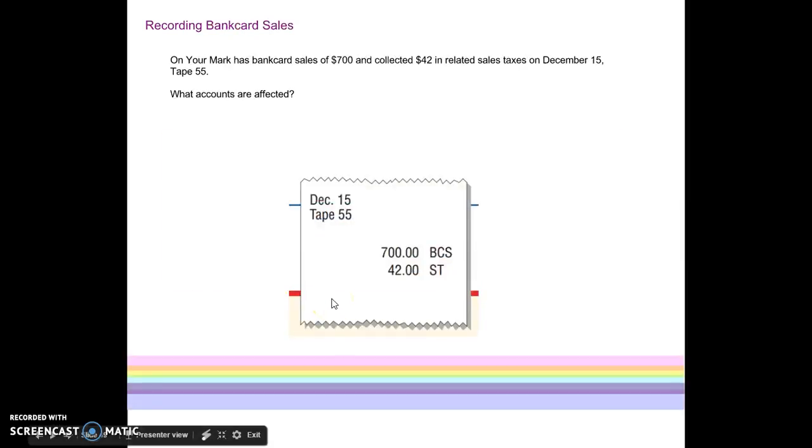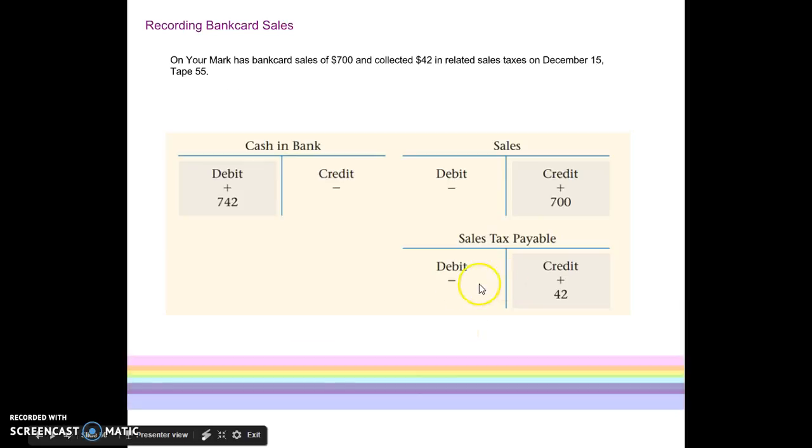Now, if we record bank card sales, remember, now we have $700 in bank card sales. These are like our credit transactions. These aren't cash transactions. And we have $42 in sales tax that was also collected. So On Your Mark's bank card sales, this is the transaction clue, which is also going to be represented here in the source document. How do we transact this? But before we do that, what are the accounts that are affected? We are going to debit cash and bank for $742. Of that, only $700 of it was sales, and $42 was sales tax. So these are the accounts that are affected.